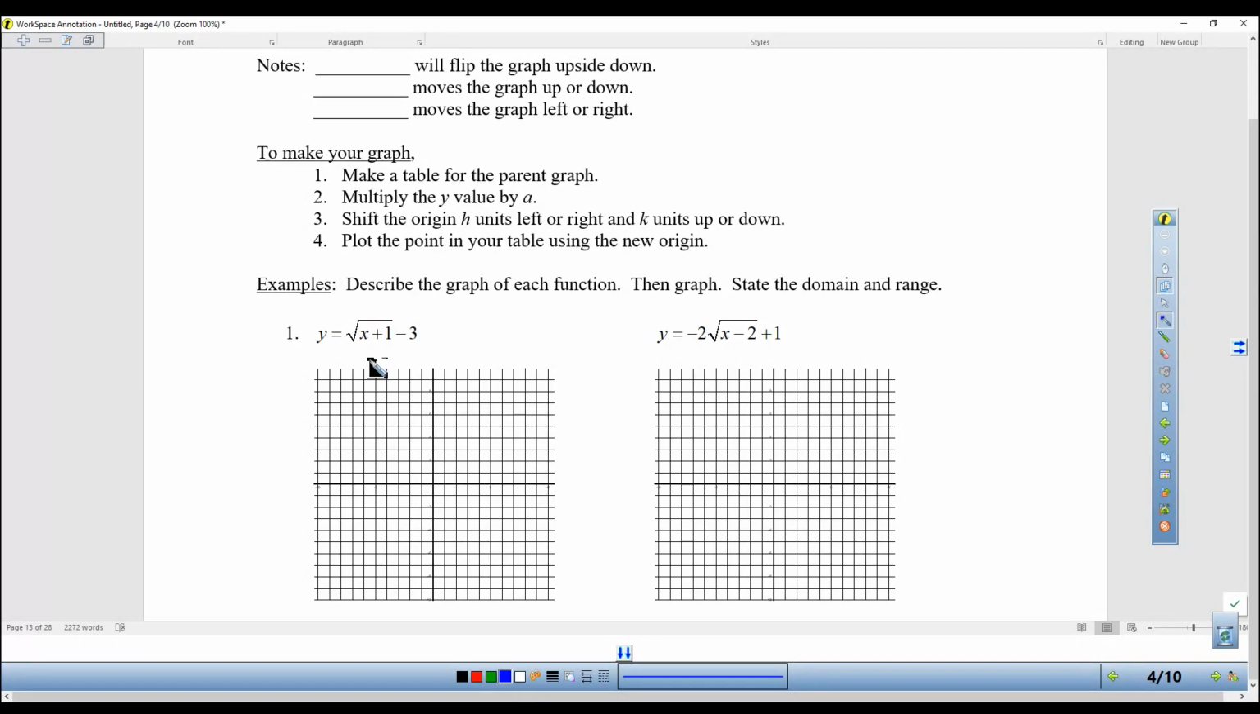So on this one, I see it's a basic square root function. So I think to myself, 0, 0, 1, 1, 4, 2. But I am going to shift it. The A is just 1, so I don't have to multiply by anything. But I am going to shift it to the left 1 and down 3. Left 1, down 3. This is my new origin. And so I'm going to pretend that that's 0, 0. So 0, 0, 1, 1, 4, 2.